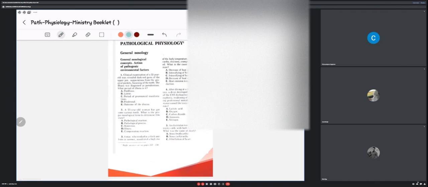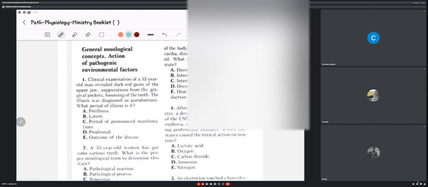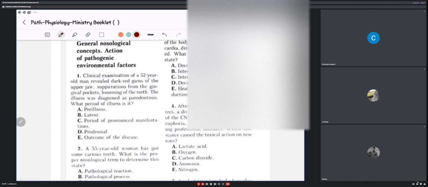We'll start with the first question here. It says a clinical examination of a 52-year-old man revealed dark red gums of the upper jaw, suppurations from the gingival pocket, those spaces on the gums where the teeth fit in.